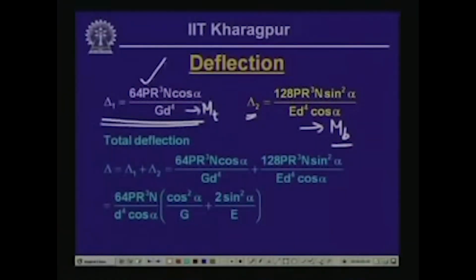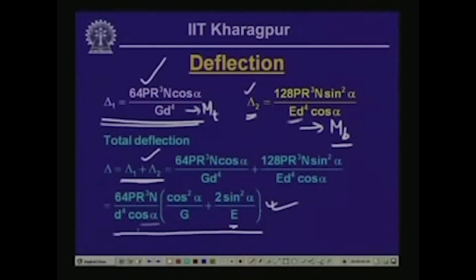And as we can see, delta 1, the deflection because of the twisting moment, is this expression, which is 64 P r³ n cos alpha by G d to the power 4, and delta 2 is the deflection because of the bending moment, which is 128 P r³ n sin² alpha by E d to the power 4 times cos alpha. So, the total deflection then will be the sum of these two, which is delta 1 plus delta 2, and if we combine, you get an expression like this: 64 P r³ n by d⁴ times cos alpha times (cos² alpha by G plus 2 sin² alpha by E).